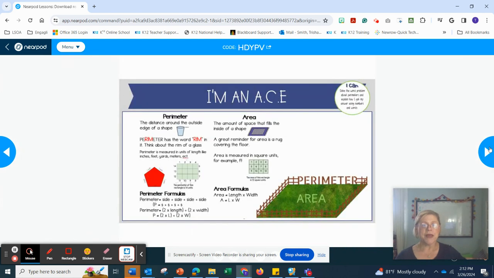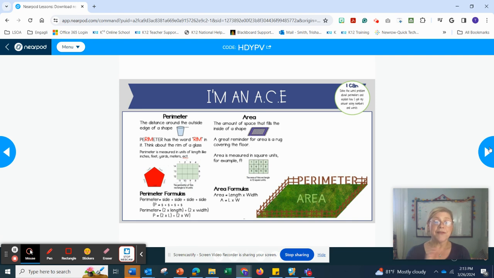Yay. So here we go. I'm an ace at perimeter, finding the perimeter or area. If we think back to our learn, know, grow, we're looking for the perimeter. And our I can statement is I can solve real world problems about perimeter and explain how I got my answer using numbers and words.